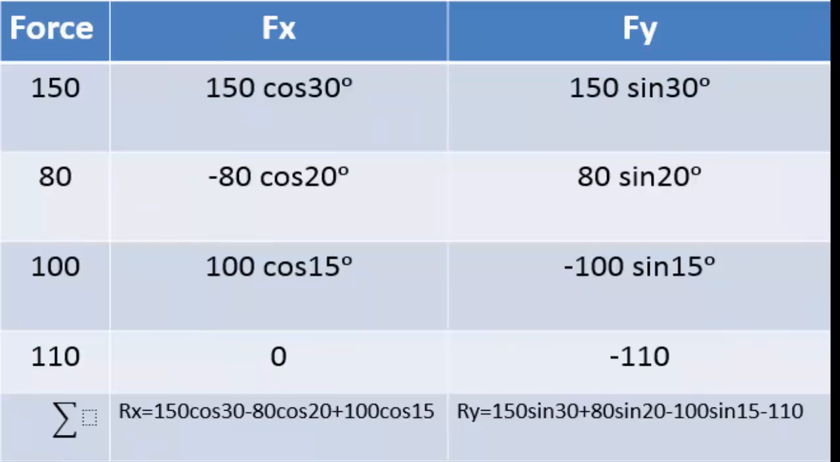By analyzing the inclined forces, we can get many forces in X and Y direction, and we can arrange them in a table. The force Fx, Fy. For the force 150, Fx of it will be 150 cosine 30 degrees, and Fy will be 150 sine 30 degrees.